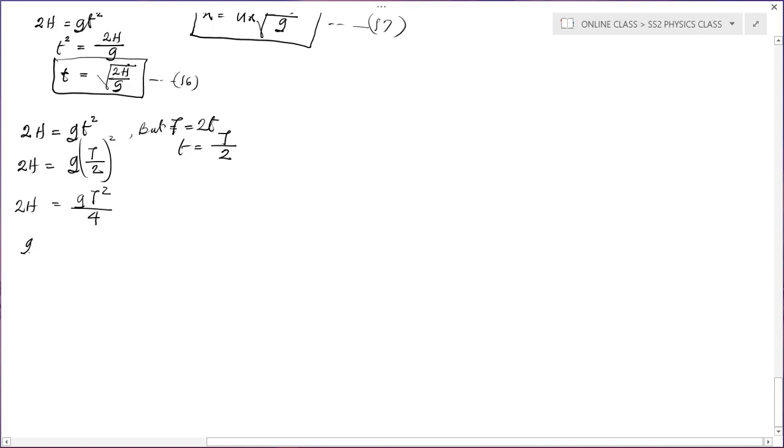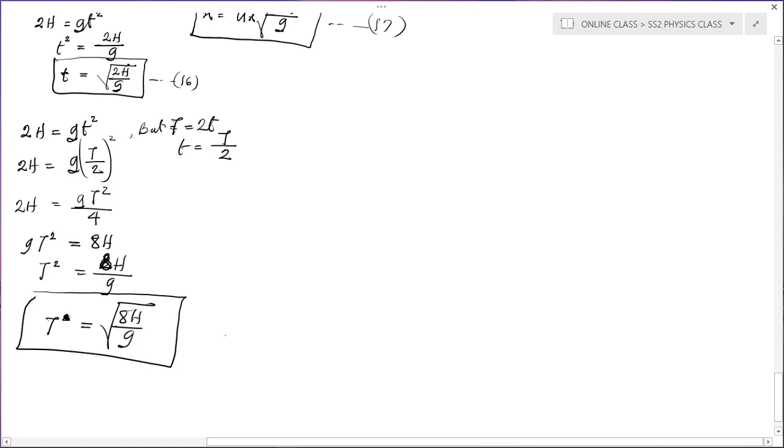Cross multiply: g capital T squared is equal to 4 times 2h, and that's 8h. That is T squared, the time of flight, is equal to 8h over g, that is to say, T is calculated with square root of 8h over g. So this one is used when theta is not given, and that will give you equation 18. That's not the end.